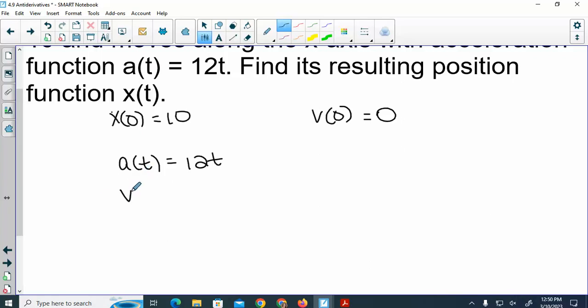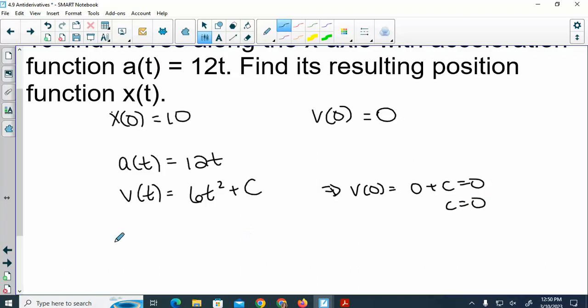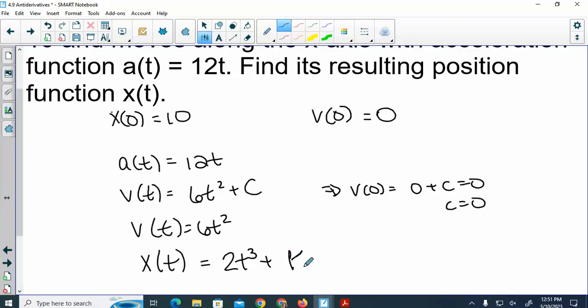So we have acceleration, so if I go backwards, velocity would be 6t squared. Okay, can I find C? Yeah. So my C is 0. So my velocity is 6t squared. And if I have velocity, I can get position. So the antiderivative of 6t squared is 2t cubed plus c. I'm going to call it K just because I already used C, but just a notation thing.